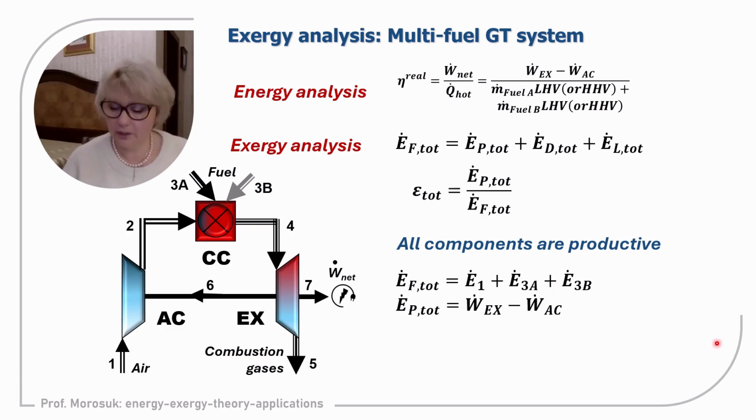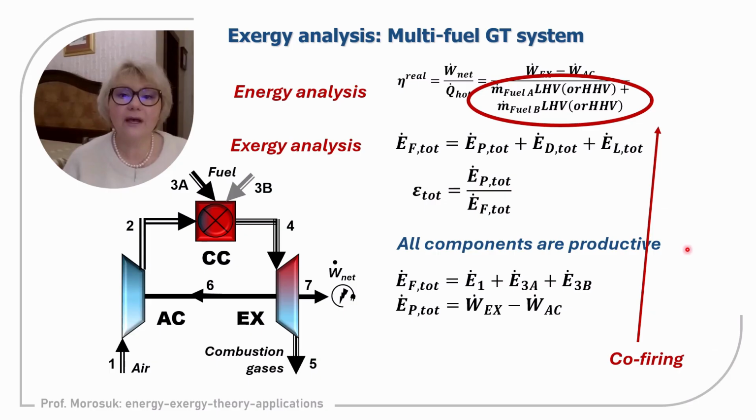If we proceed with energy analysis, then two fuels should be considered as the energy supplied to the system. We need to simulate the system, and we need to find the mass flow rate of one fuel, the mass flow rate of the other fuel, and the corresponding lower heating value or higher heating value, depending on what we use for analysis. And this is the approach, when two fuels burn together within the combustion chamber, called co-firing.